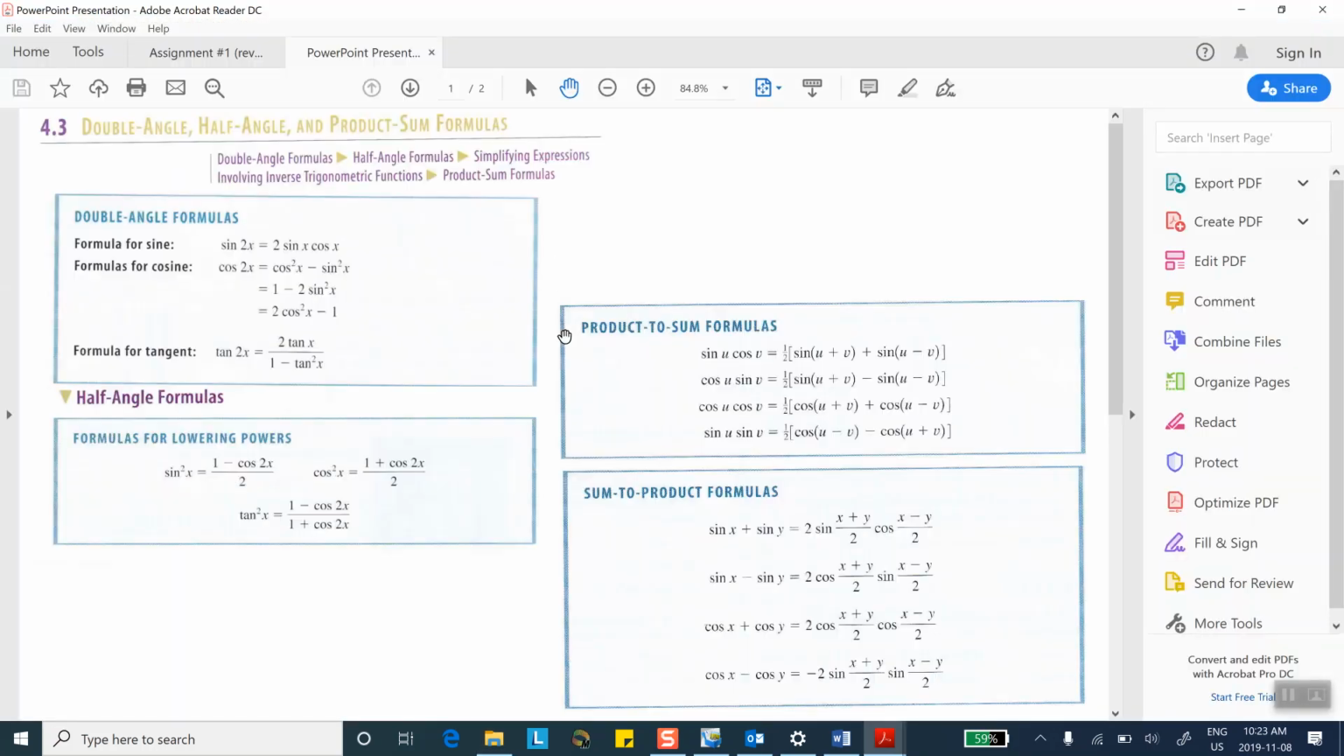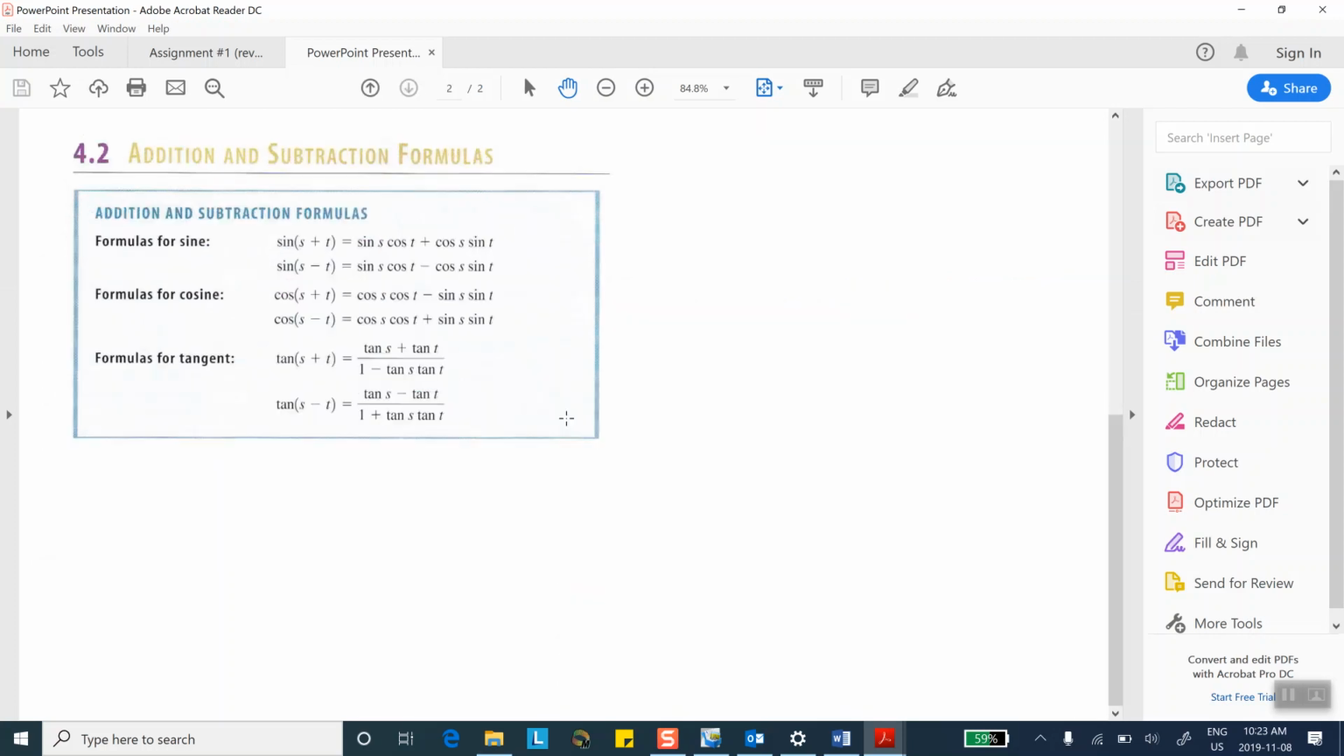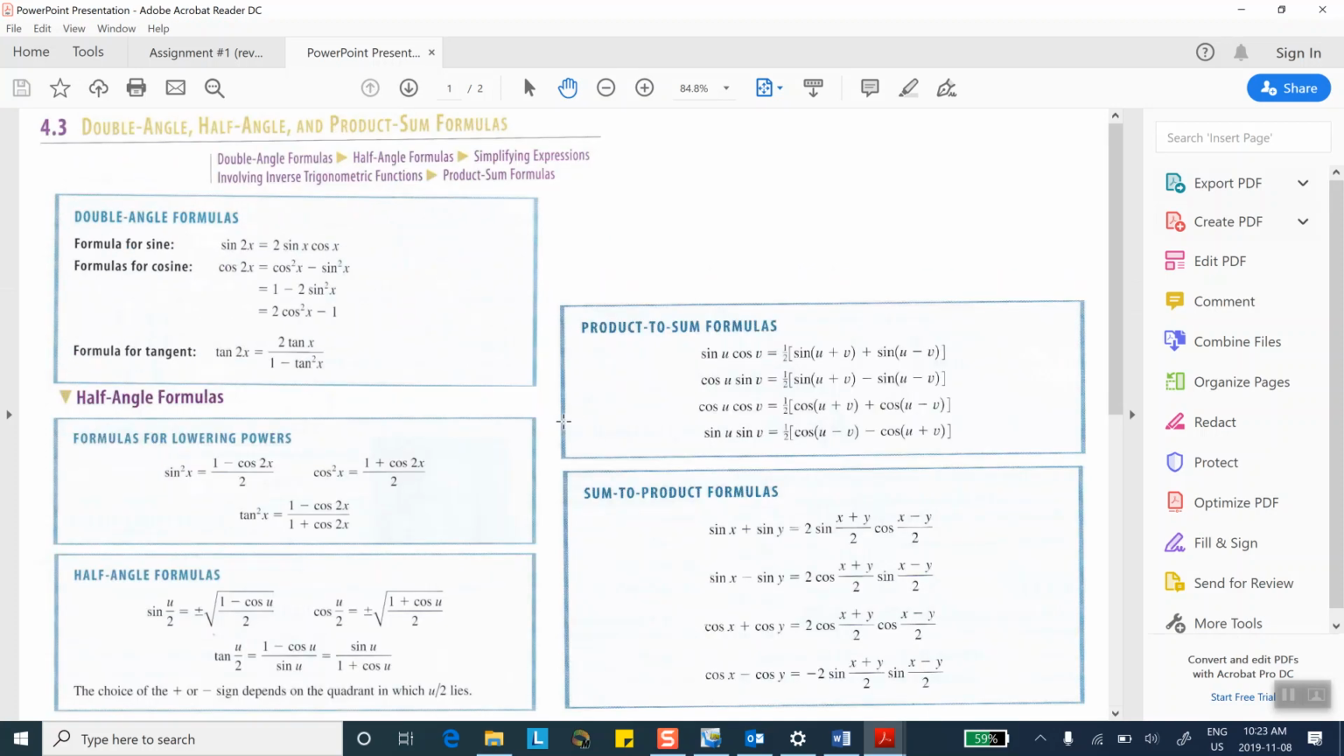Okay. These are taken directly from your book, and this is the sheet. These are the two sheets that I'm going to give you. This from 4.2, which I already gave on quiz number 6, by the way, or quiz number 7, right? And this is what you're going to be tested on this coming Wednesday. Notice that these are the half angle formulas.